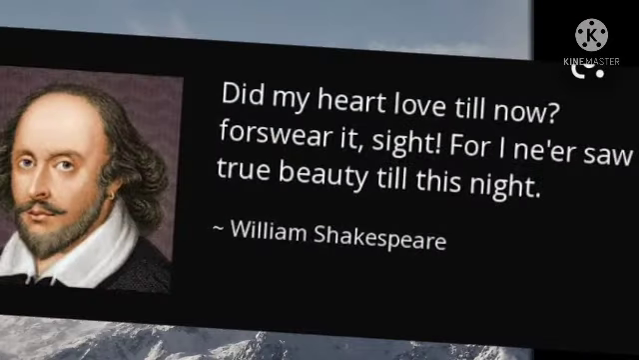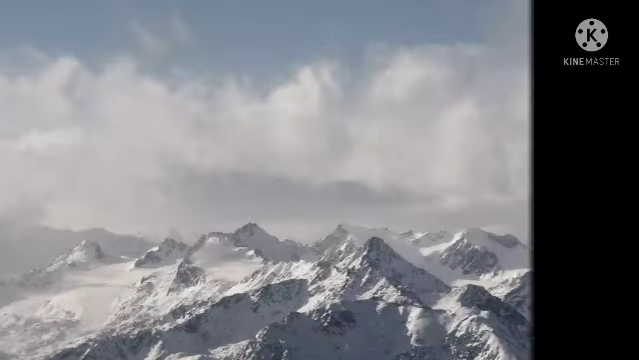Then, did my heart love till now? Forswear it, sight, for I ne'er saw true beauty till this night. He is so overwhelmed by her beauty that he asks himself whether his heart has loved any lady before, because he has not seen such a beauty until that night. Even Rosalind was not that beautiful. Until that night, he has never seen such a beautiful lady like Juliet. This is the way Romeo describes his beloved Juliet.